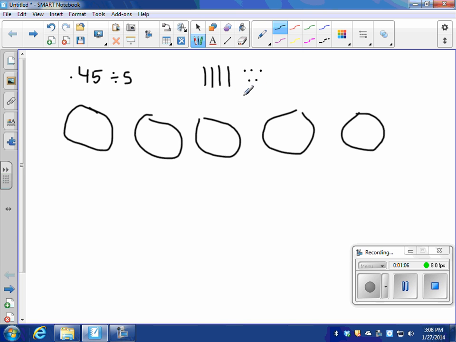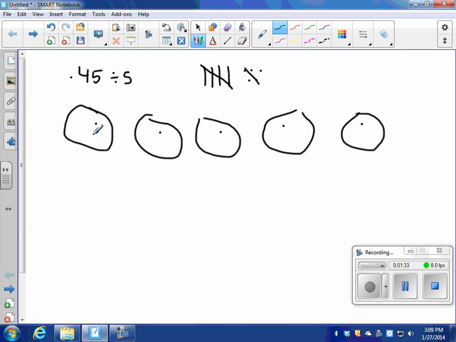Now, if I look at this, I can see that I have 5 hundredths. So I can go ahead and place those. 1, 2, 3, 4, 5. And now I can cross those out. But I don't have enough tenths. So I need to trade in my tenths for 40 hundredths. So I'm going to trade in my 4 tenths for 40 hundredths.